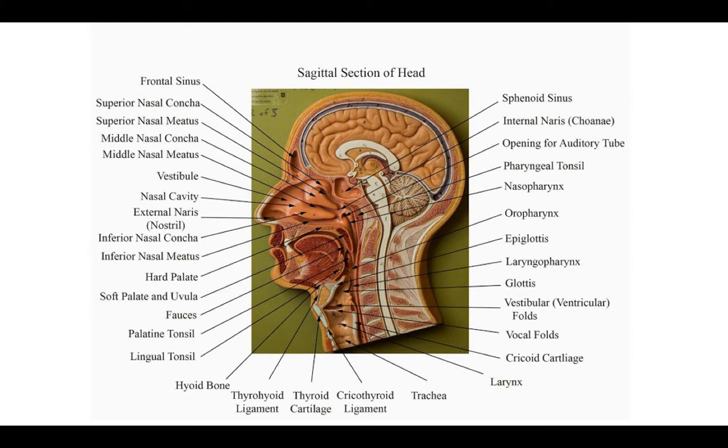And the other interesting part about the pharynx is that it is lined with skeletal muscle, and that skeletal muscle is going to be important for the process of swallowing. So it is lined with skeletal muscle.